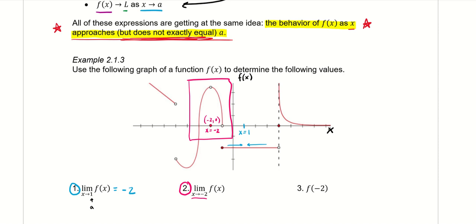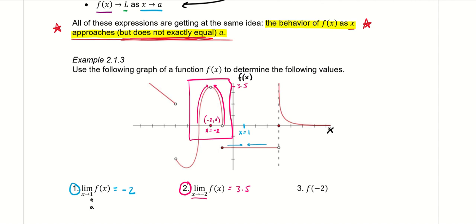And as I can see from my graph, let's start from this side here first. As I get closer and closer to -2 from this side, it looks like my function value is getting close to, oh, what would that be? 1, 2, 3.5? Same thing from this side. So as x approaches -2, my function value is approaching not 0, but 3.5. So that's my limit. Again, I don't care about what's going on at a, at -2, at 1. I care about what's going on near it.